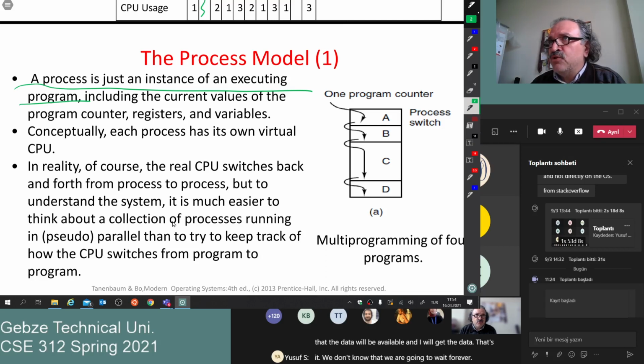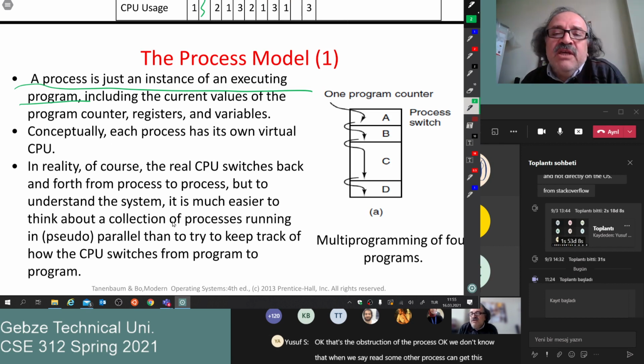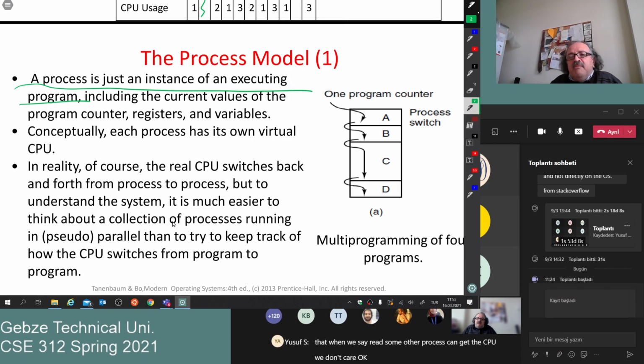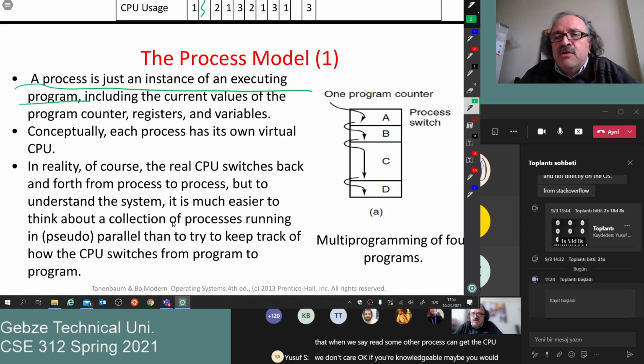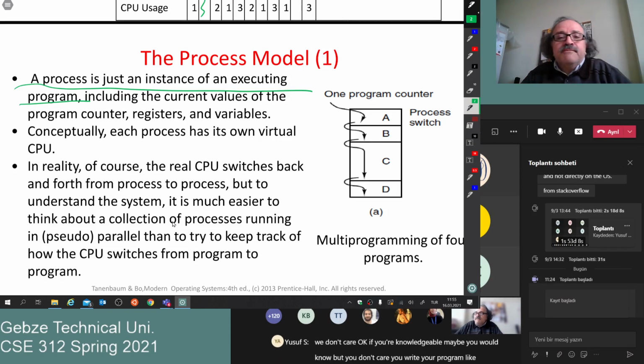Okay, that's the abstraction of the process. We don't know that when we say read, some other process can get the CPU. We don't care. Okay, if you are knowledgeable, maybe you would know, but you don't care. You write your program like a sequential program, and that's it.